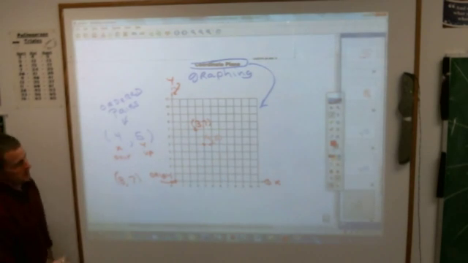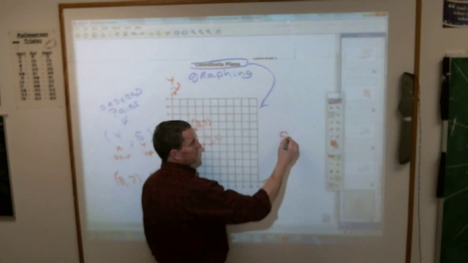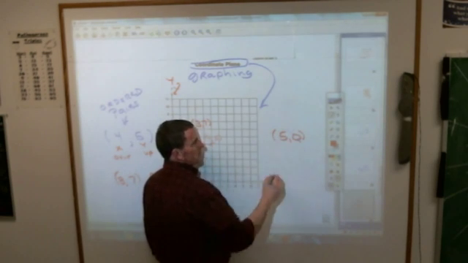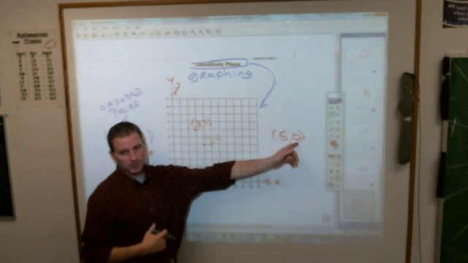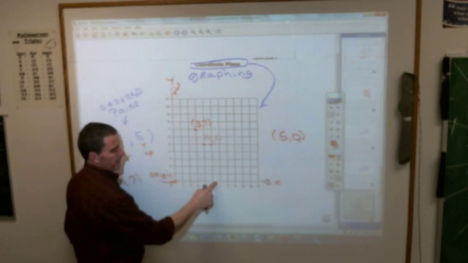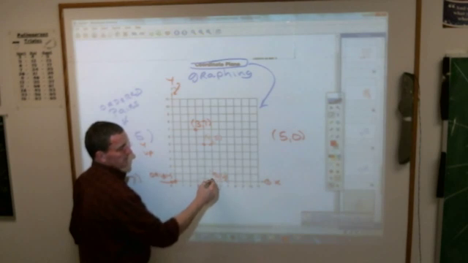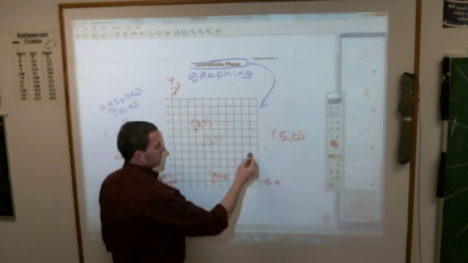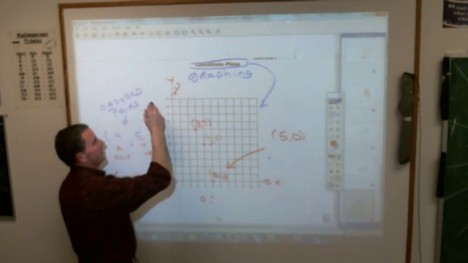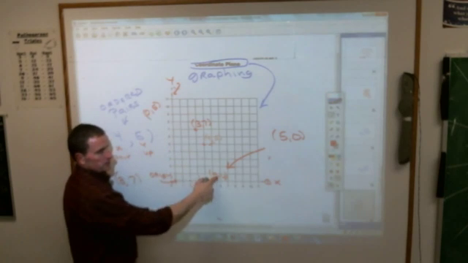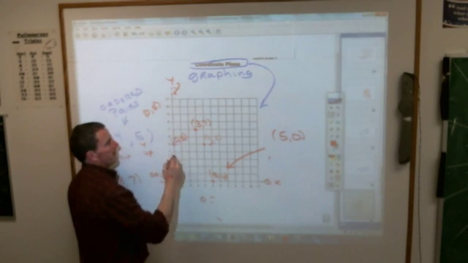And a lot of people get mixed up, especially when there's zeros in there. For example, 5, 0. 5, 0 means it goes over 5 and 0 up. So you go over 5 and it doesn't go up at all. That's 5, 0. If it was 0, 5, it goes over 0. In other words, it doesn't go over at all, but it goes straight up 5. So that's 0, 5.